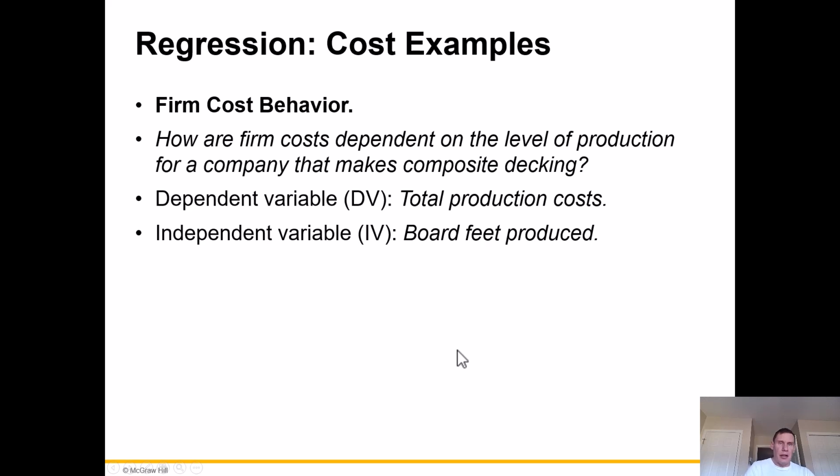So as an example, a cost example, firm cost behavior. So how are firm costs dependent on the level of production for a company that makes composite decking? So the dependent variable, which we abbreviate DV, is the total production costs. The independent variable, which we abbreviate IV, would be the board feet produced.